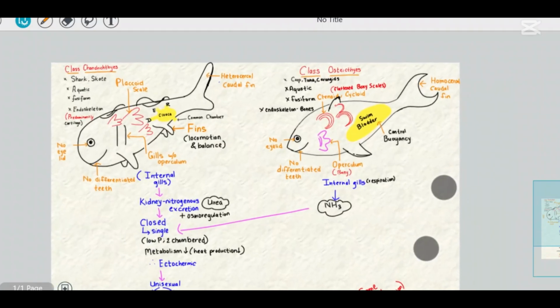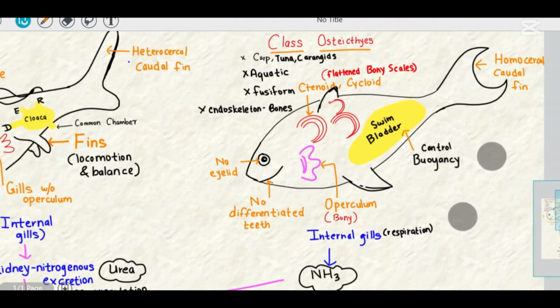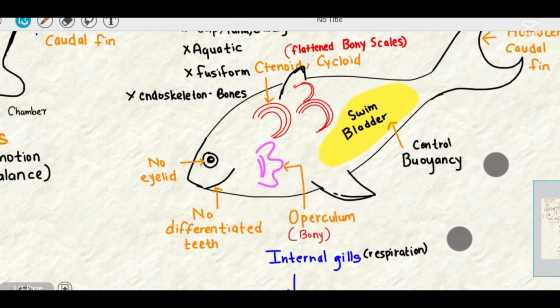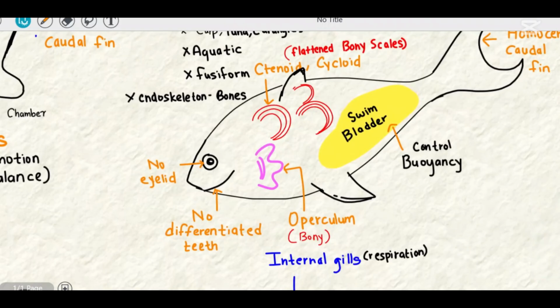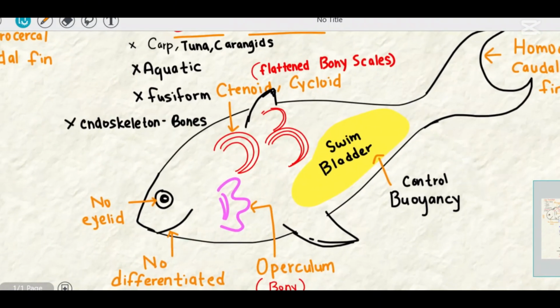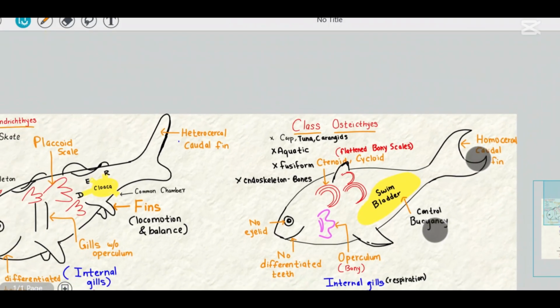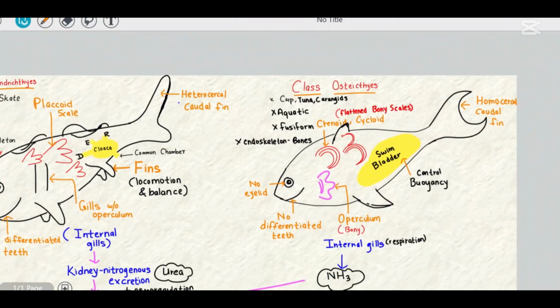oviparous. And then finally, just like we have the cloaca in class Chondrichtyes, you have the swim bladder when it comes to class Osteichtyes. This swim bladder is going to be important in maintaining the buoyancy. We know that when you have bones, overall, the weight of your body is going to be great. So how does class Osteichtyes cope with this and maintain that balance? By having the swim bladder. This swim bladder is going to allow water to come in and out and maintain the buoyancy good enough for them to swim through and maintain the balance.